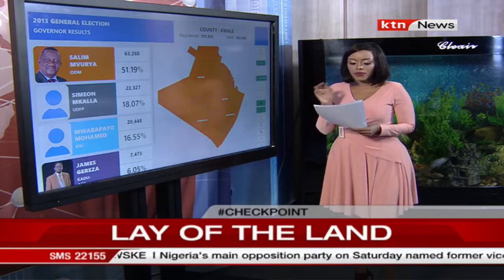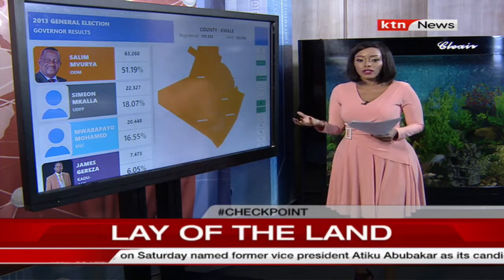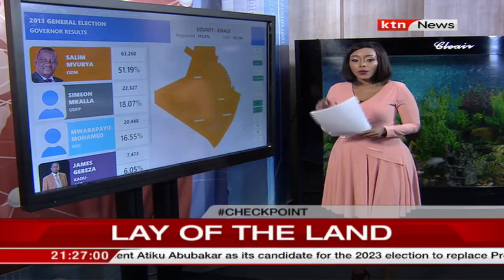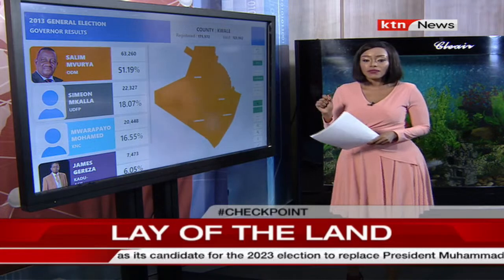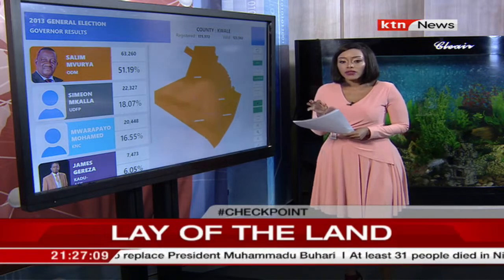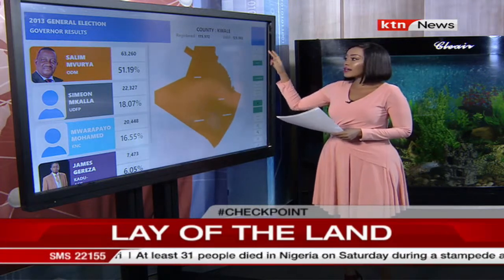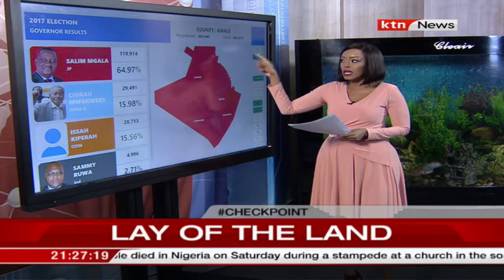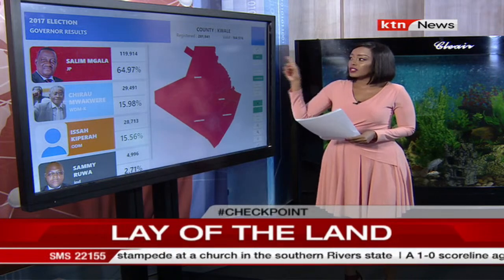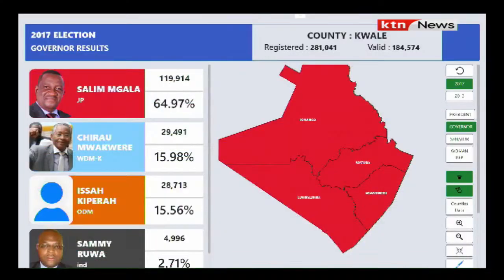So in 2013, this is one of the 3 counties in coast politics that are going through transition, in that the governors there have run those governments for the last 2 terms. So they're exiting, they will be having a new leader. And Salim Mvuria has been governor in this county both in 2013 and in 2017, as I mentioned. So for competition in this August 9th election in Kwale County, these were the registered voters then. That number increased to 281,041.